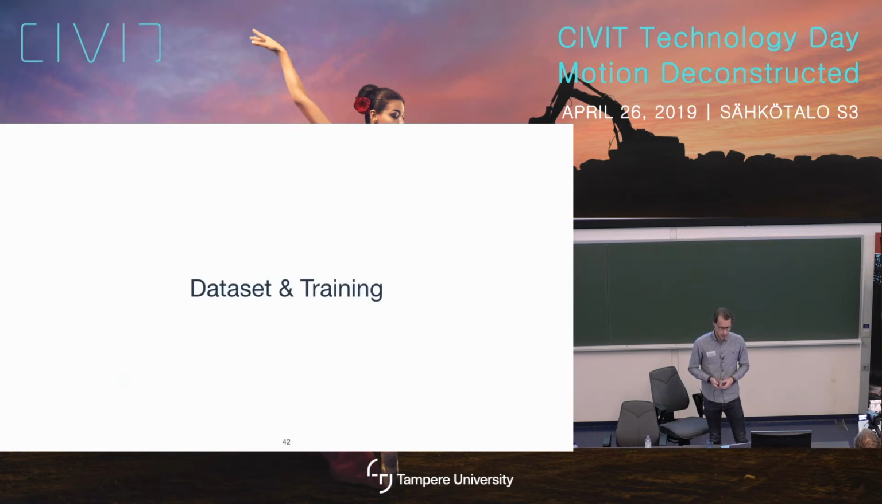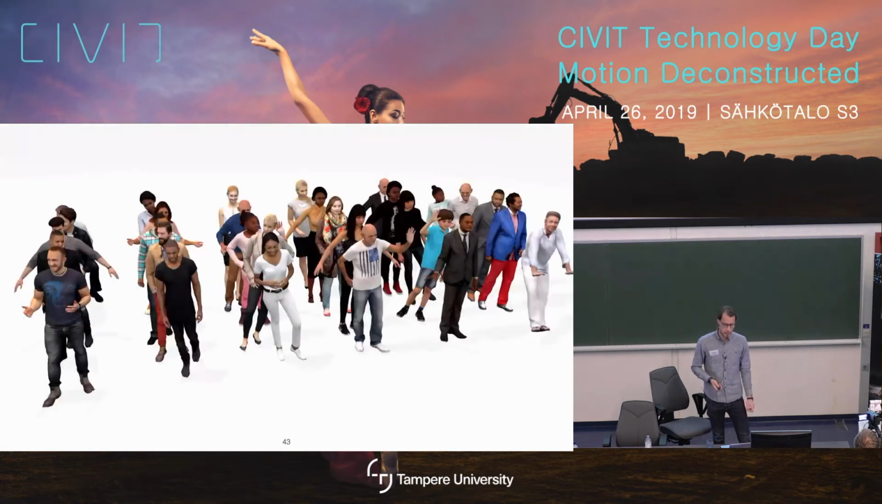So how can we train this? For this training, again, we need ground truth data. And for this our ground truth data is again a data set of scans. This time it's people in clothing. So we collected a large data set of people in clothing.